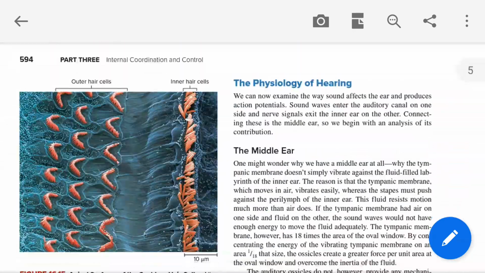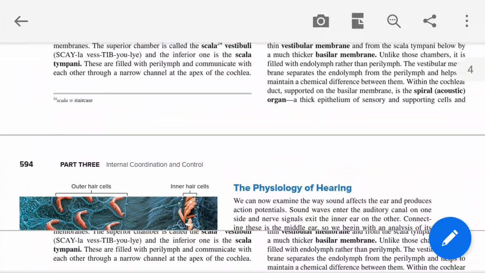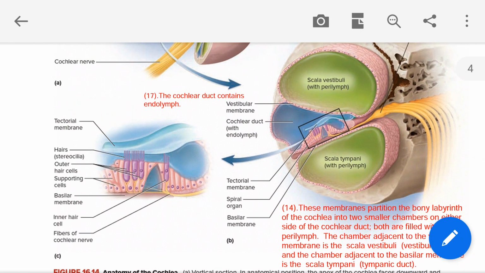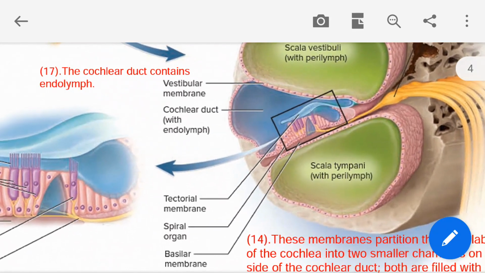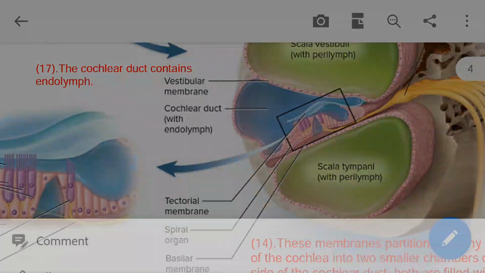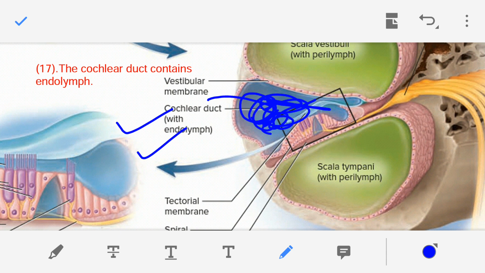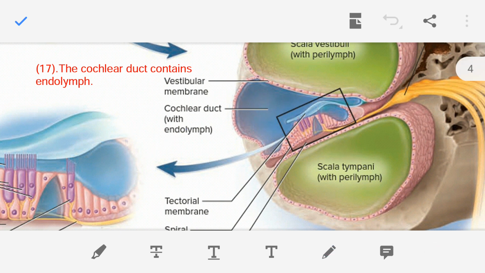Now point number 17 we are discussing. What is there inside the cochlear duct? In the cochlear duct, fluid is present, and that fluid is known as endolymph. Here you see the cochlear duct with the endolymph. This fluid is the endolymph.